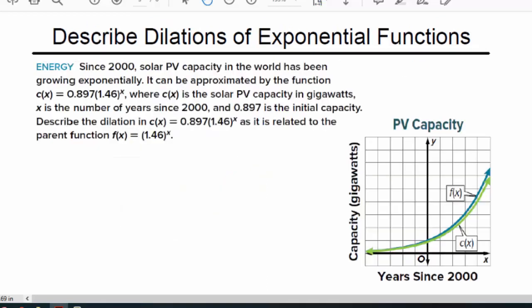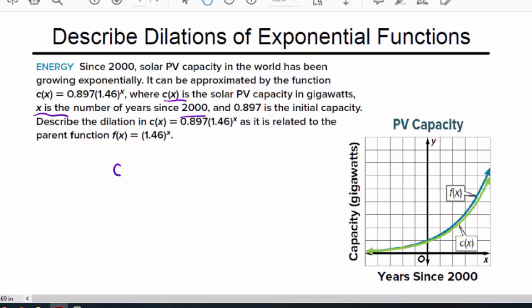All right, so since 2000, solar PV capacity in the world has been growing exponentially. It can be approximated by the function c of x is equal to 0.897 times 1.46 to the x power, where c is the solar PV capacity in gigawatts. So c of x is the solar gigawatts, x is the number of years since 2000, and 0.897 is the initial capacity. Describe the dilation as it relates to the parent function.